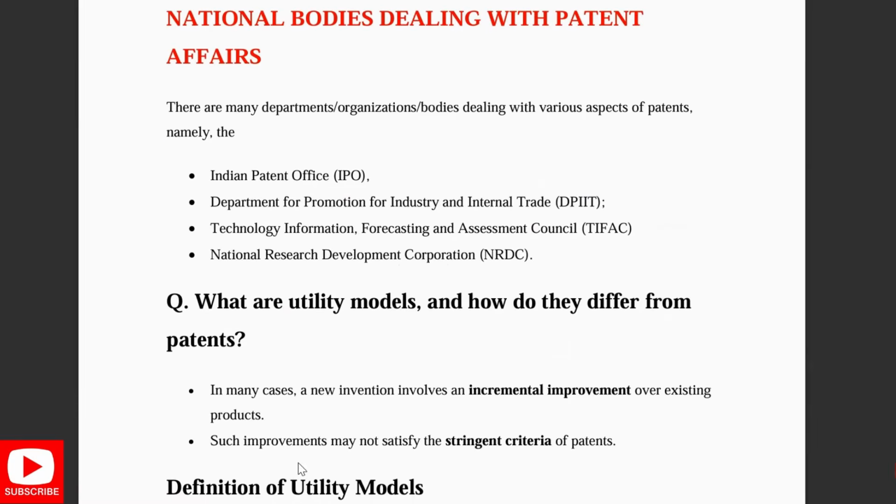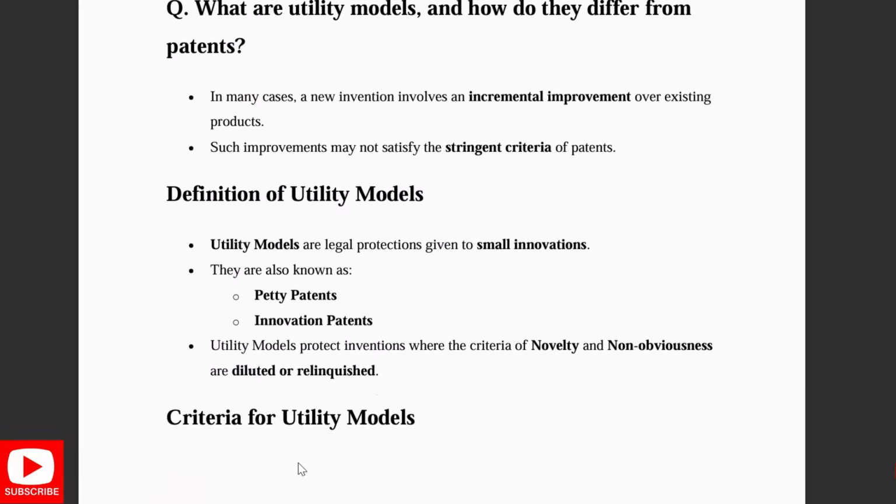National bodies dealing with patent affairs. So here there are many departments. One is Indian Patent Office, Department for Promotion of Industry and Internal Trade, Technology Information Forecasting and Assessment Council, National Research Development Corporation. Next, the last question, what are utility models and how do they differ from patents? This is model question paper 2 question.